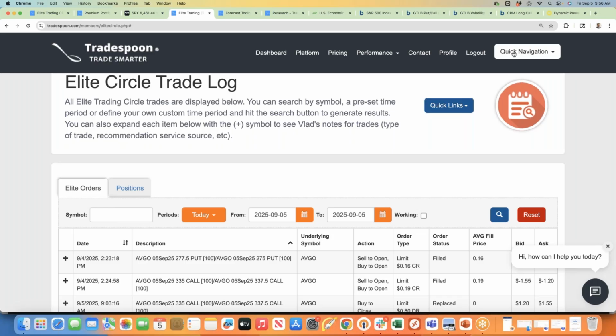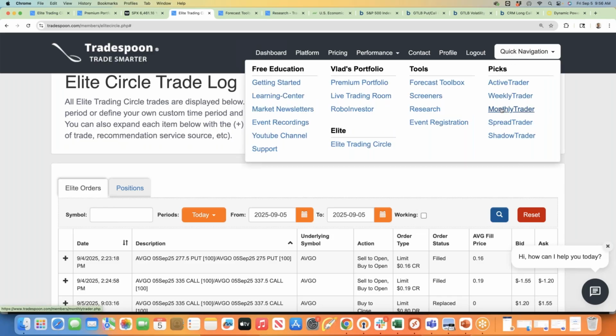All right, so we've covered active trader, weekly trader, monthly trader. If you just want to, instead of getting picks and tools, if you just want to follow my trades, we do have shadow trader. If you just want spreads, option spreads, then that's premium portfolio, right? It just depends on the type of trading you do. Some people want to see everything, some people just want to see spreads. If you just want to see stocks, robo investor, right? These are all the stock positions and signals.